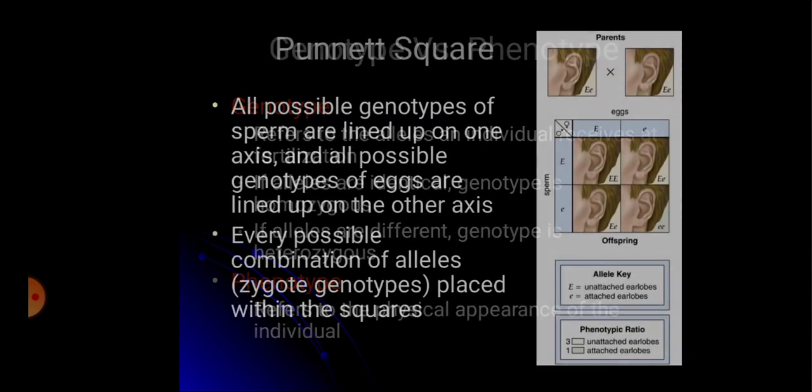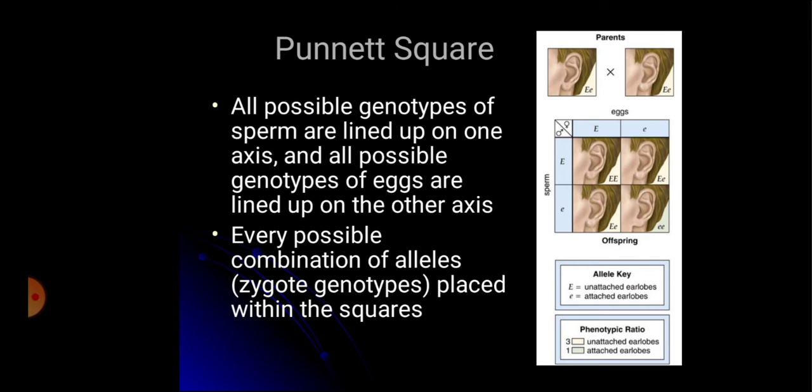Let us go to Punnett square. What is Punnett square, kuya? All possible genotypes of sperm are lined up on one axis and all possible genotypes of eggs lined up on the other axis. That is the Punnett square. Every possible combination of alleles, like zygote genotypes, is placed within squares. Ayan po.